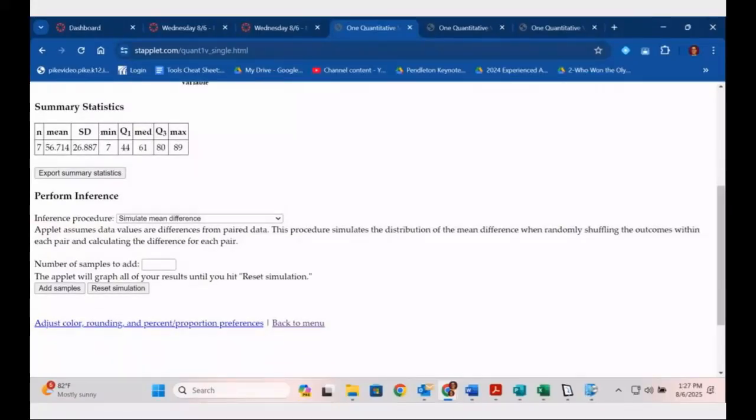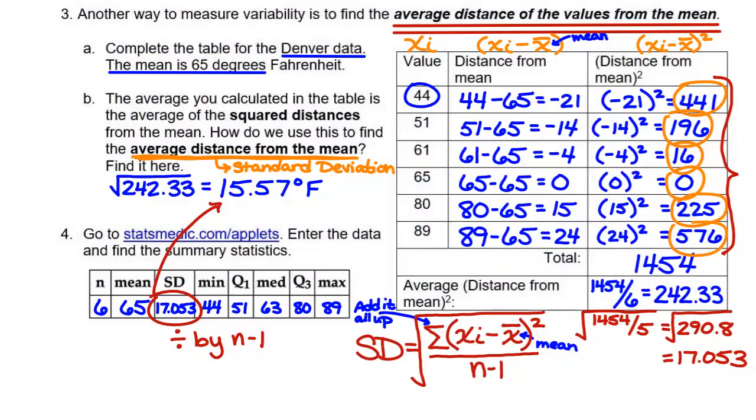All right, so now to fill in that box underneath number 5, n is now 7. The mean is 56.714. The standard deviation is 26.887. The minimum is 7. Q1 is 44. The median is 61. Q3 is 80. And the max is 89. Let me get that up on the screen. There we go.